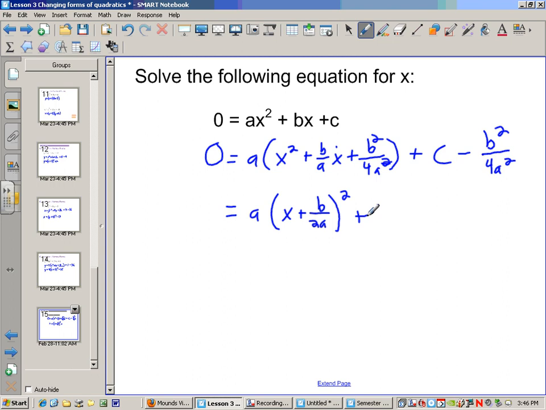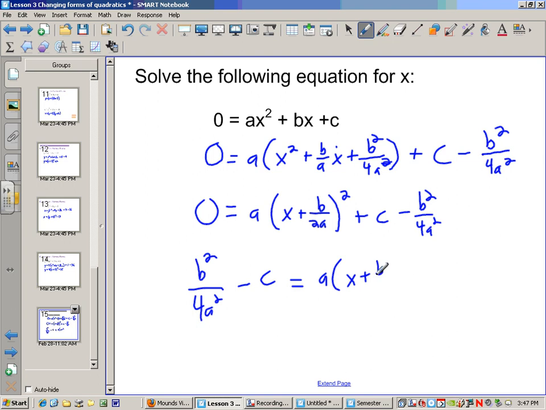So that I just add this along, plus c minus b squared over 4a squared equals 0. So now let's move these two things to the other side. So I would add b squared over 4a squared and subtract c. So I'd have b squared over 4a squared minus c is equal to a times (x plus b over 2a) squared.